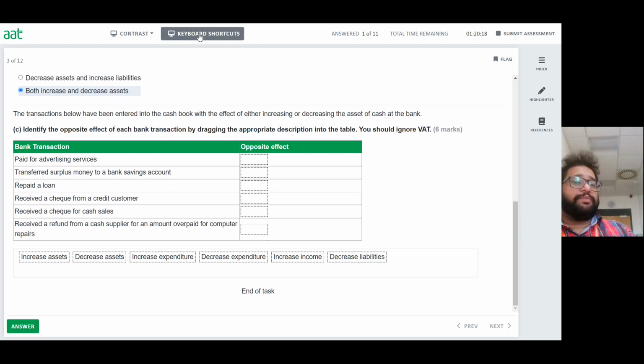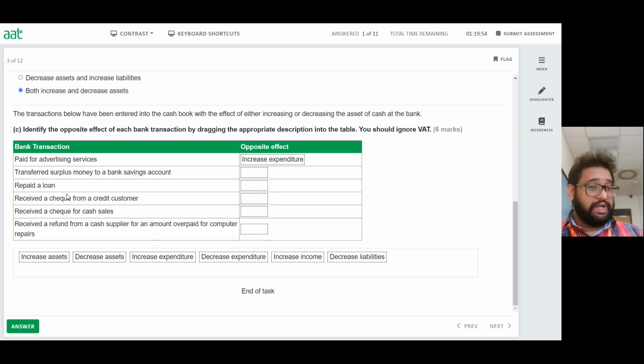So here, identify the opposite effect of each bank transaction by dragging the appropriate description into the table. You should ignore VAT, not worried about VAT here. Bank transaction: paid for the accounting services. What do you do? You're reducing your assets, but what you're increasing now? You are increasing your expenditure. Expenditure is now increased.